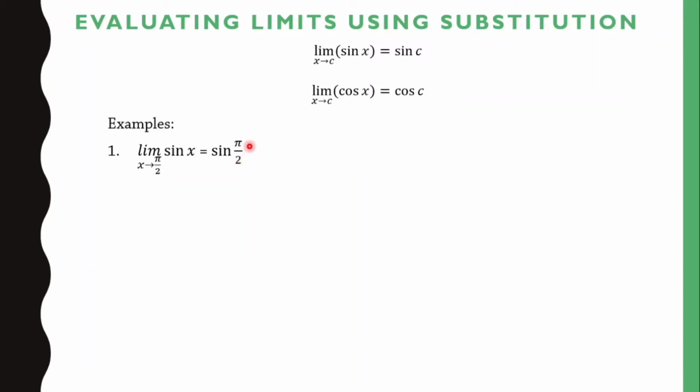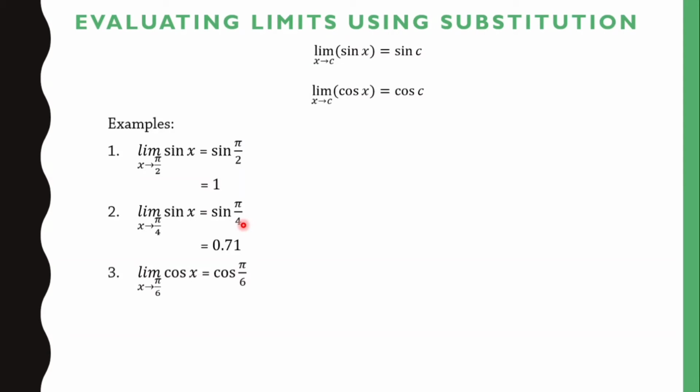Using your calculator, sine pi over 2 will give you 1. Again, don't forget to set your calculator to radian mode, or else you will get a different answer for these examples. Next, we have the limit of sine x as x approaches pi over 4. So that will give you sine pi over 4. And sine pi over 4 is equal to 0.71 or 71 hundredths.